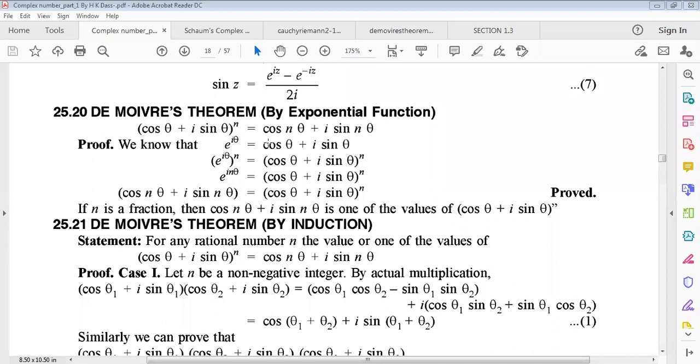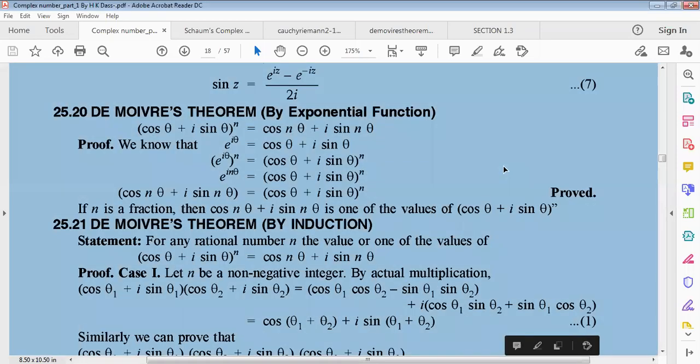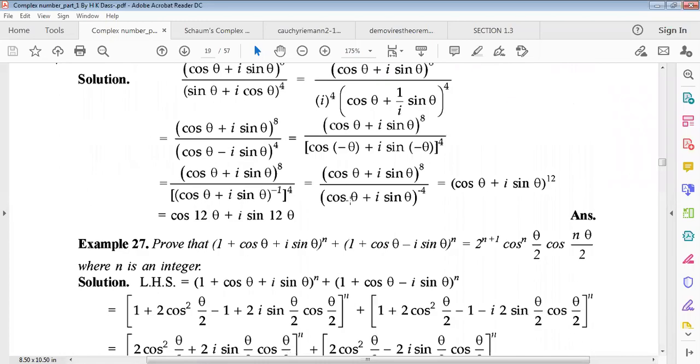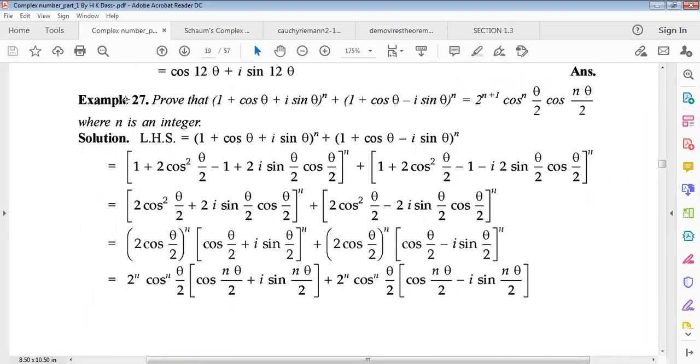Today we will start the application of de Moivre's theorem. First example 27. Prove that (1 plus cos theta plus i sin theta)^n plus (1 plus cos theta minus i sin theta)^n equals 2^(n+1) cos^n(theta/2) cos(n theta/2), where n is an integer.